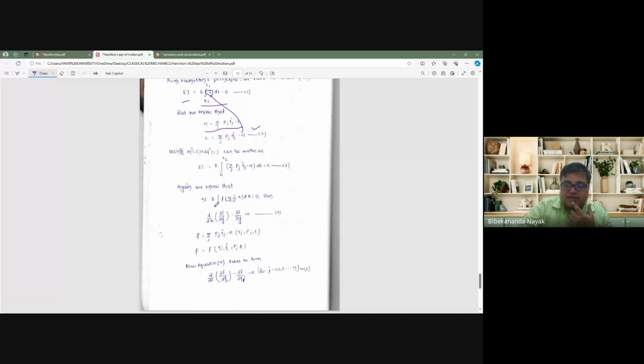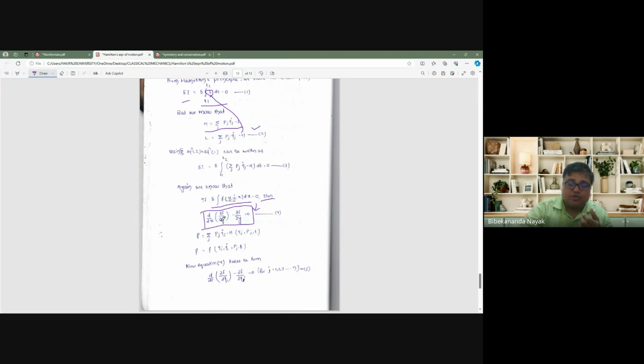Again, we know that if the variation of f in y, y dot, x is zero, then it satisfies the equation d by dx of del f by del y dot minus del f by del y is equal to zero. In that class, we also discussed that for the exact path of motion, if this variation is zero, then it will satisfy Lagrange's equation, known as the general Euler-Lagrange equation.